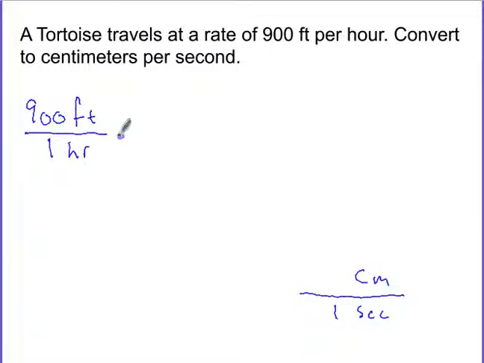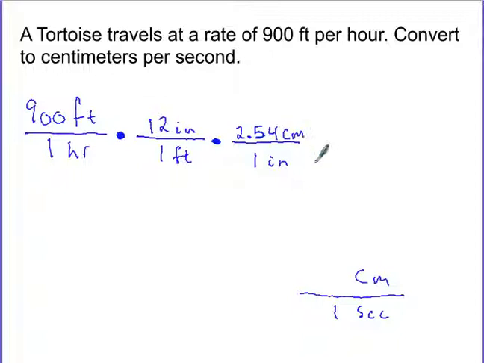Okay, so help me change feet to inches. 12 inches in a foot. How do I set that up? 1 foot on bottom and then 12 inches on top, okay? And then I can change inches to centimeters. So help me set that up. 2.54 centimeters on top, 1 inch on bottom. So I've got centimeters on top, which is what I want.